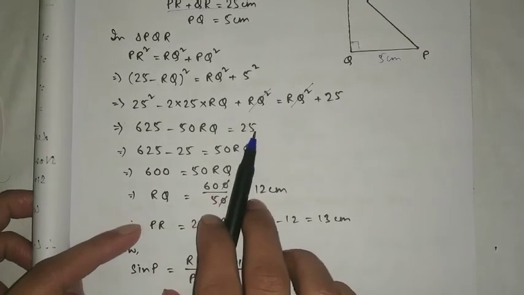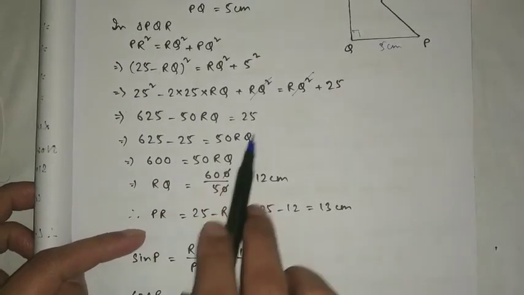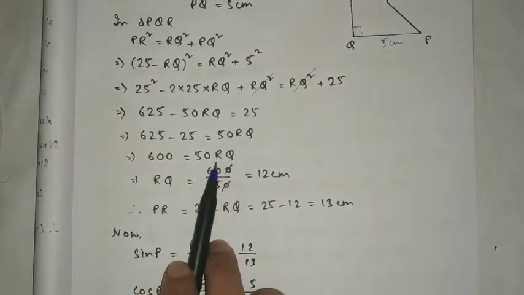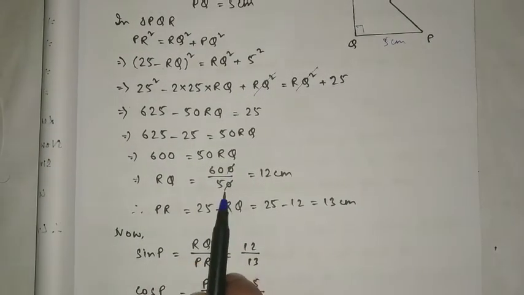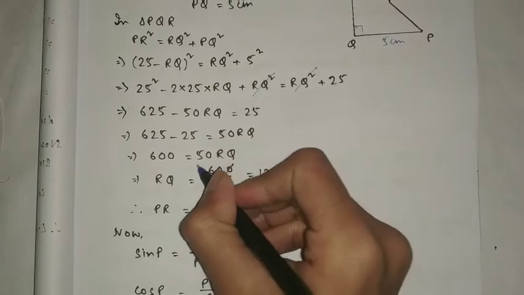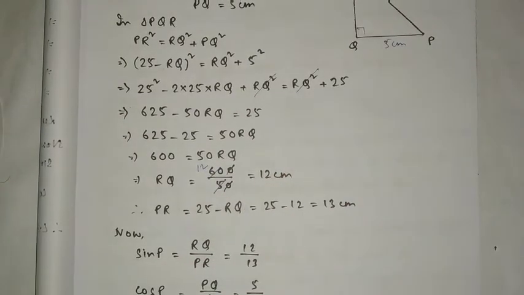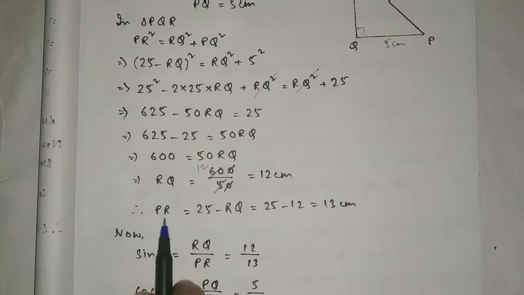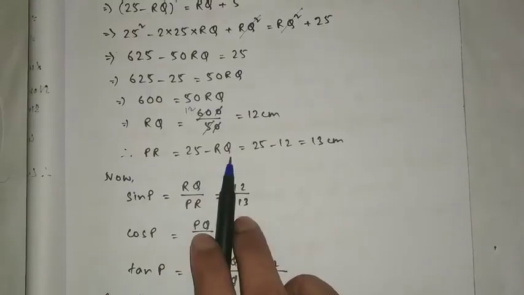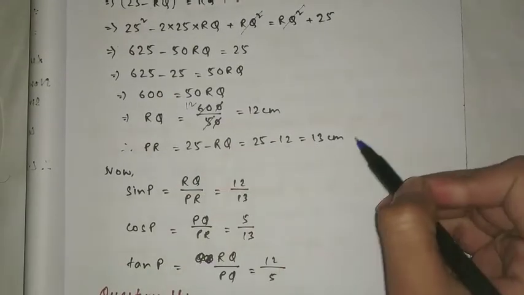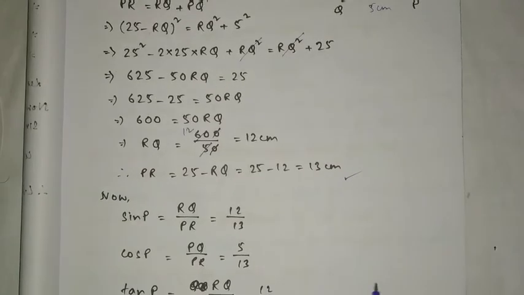is equal to 25. We take this here and this here and get 600 is equal to 50 RQ, and get the value of RQ to be 600 by 50, which comes out to be 12 centimeter. And thus we get the value of PR from this equation, which is 25 minus RQ, which gives PR as 13 centimeter.